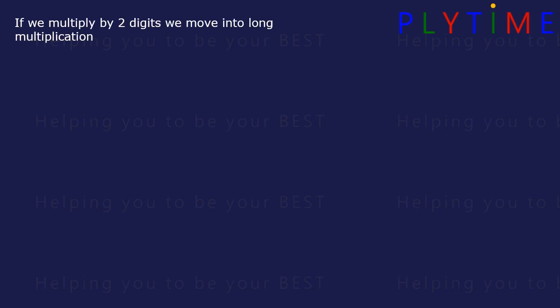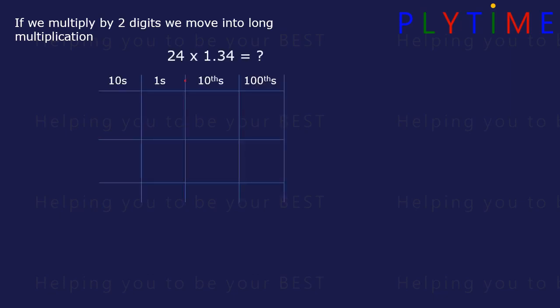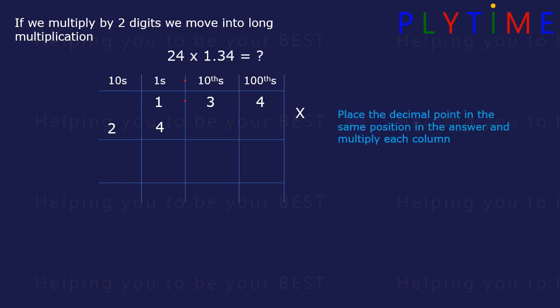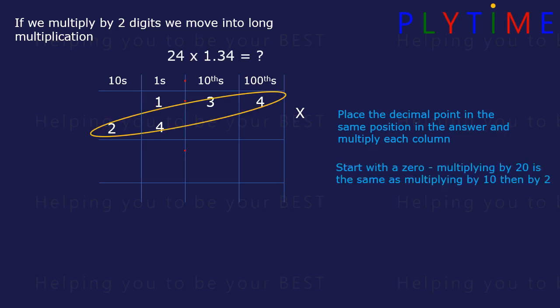If we multiply by two digits, we move into long multiplication. 24 multiplied by 1.34. Let's put our numbers into the right columns and make sure we put the decimal point in the same position in the answer before we multiply each column. We're going to start by multiplying by 20s, so we start with a 0 in the first column, because multiplying by 20 is the same as multiplying by 10 and then by 2.